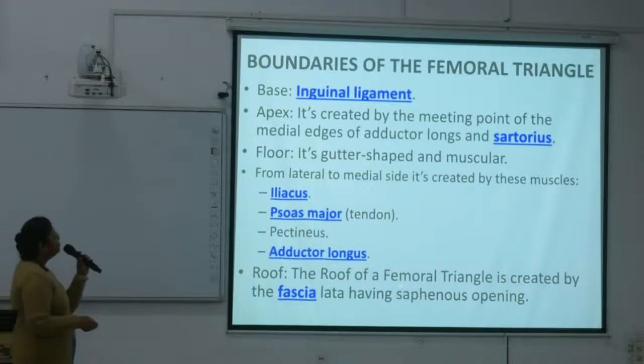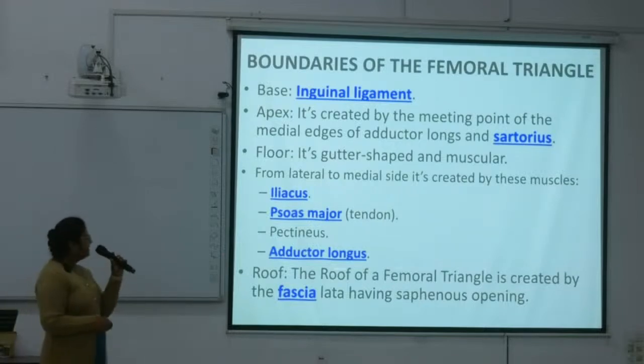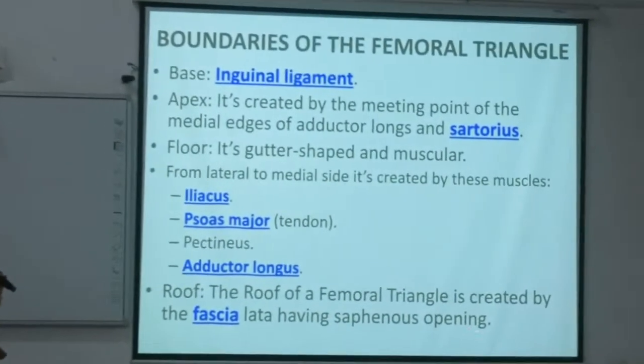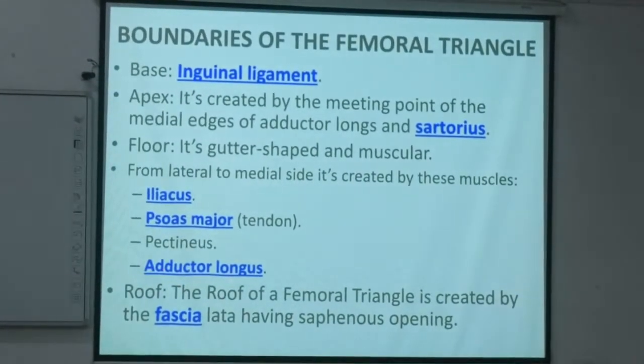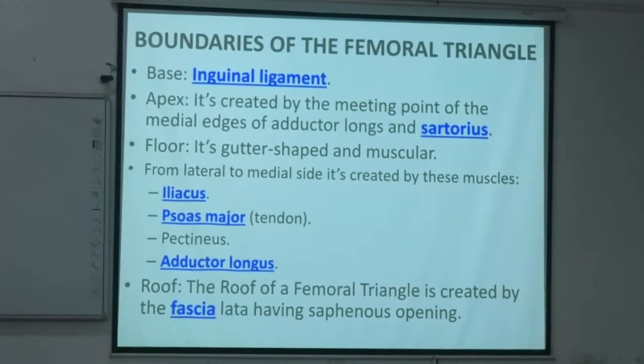Now the roof of the femoral triangle is created by the fascia lata having the saphenous opening. Fascia lata is the deep fascia of the thigh, the deep fascia of the lower limb. Here one opening is present, known as the saphenous opening, through which the great saphenous vein enters and drains into the femoral vein.